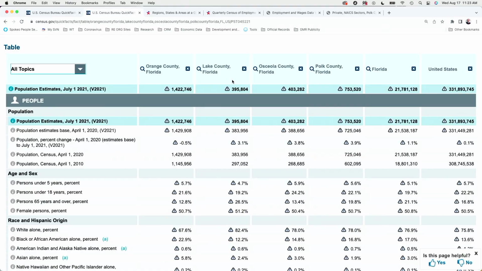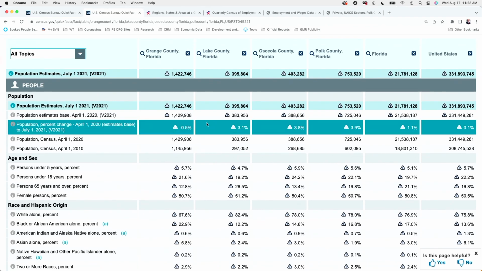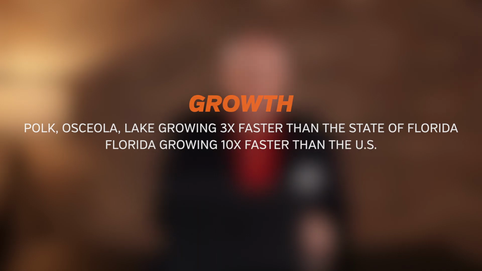same framework, for the geography that we focus on as a company. That's Orange County, Lake County, Osceola County, Polk County in Florida. And again, we can see this data, the population. Orange County is the largest at 1.4 million. It's interesting that Orange County's population growth has really slowed over the last year and a half. By comparison, we see that Polk, Osceola, and Lake County are growing. They're growing 3 times faster than the state, and the state's growing 10 times faster than the country. So bottom line, it's good to be here.